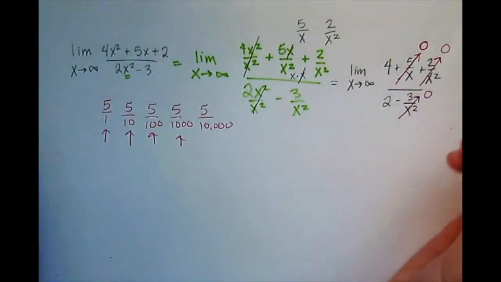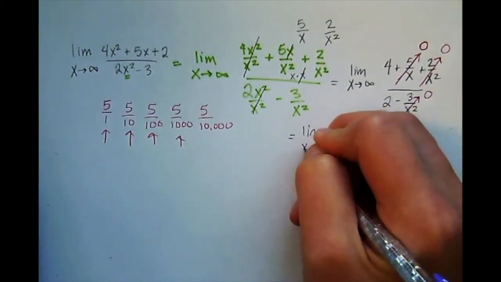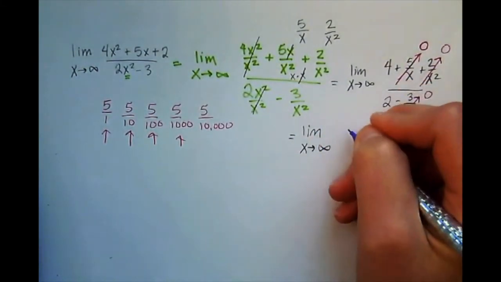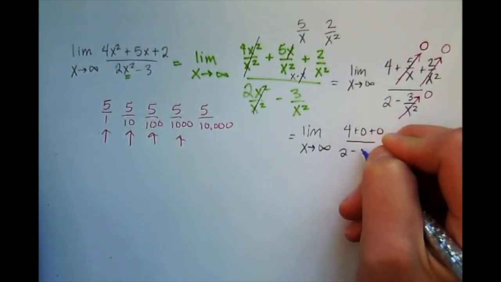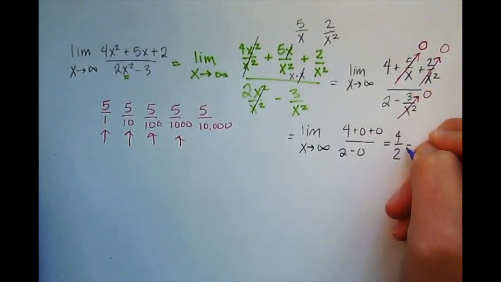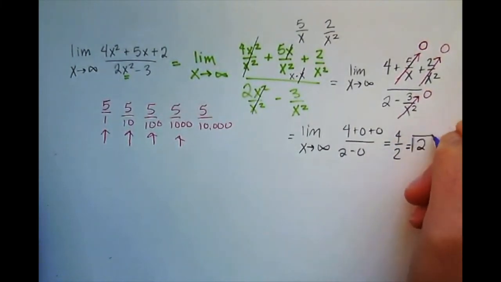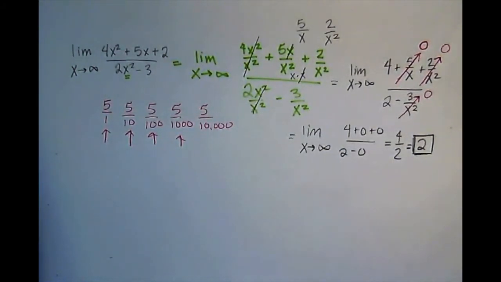So we're left with the limit as x approaches infinity. We have 4 plus 0 over 2 minus 0. What does that become? Well, 4 over 2, or just 2 for short. And I dropped the limit sign because I just got to my answer. So that would be the final answer in this case. The limit as x approaches infinity would be equal to 2. I hope that helped you.